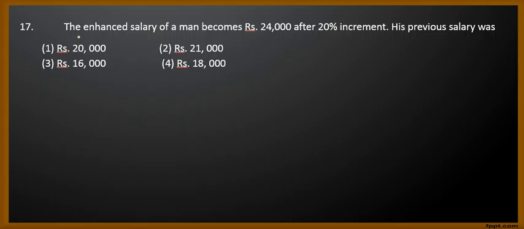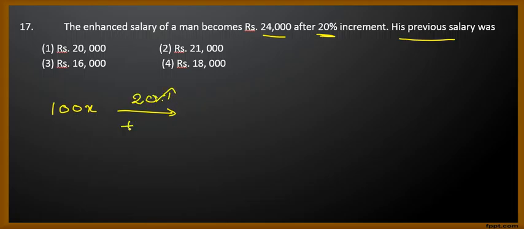See here, the enhanced salary of a man becomes 24,000 after a 20% increment. What is his previous salary? We have to find his previous salary. Assume his previous salary to be 100x. Now what is the percentage increment in his salary? 20%. It means plus 20x. What is the new salary now? 120x. According to the question, what value is given? 24,000. So 120x equals 24,000.